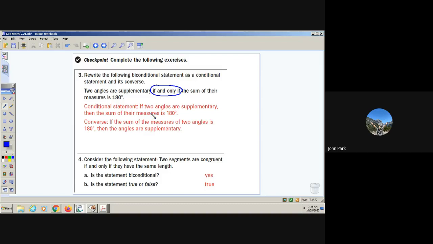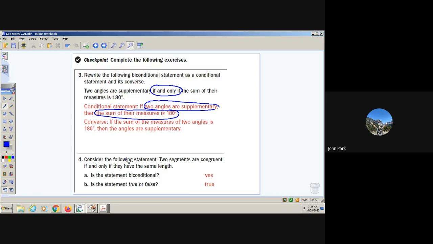The converse of that would just be switching these two parts. Switch the hypothesis and the conclusion to make it into a converse. So we write: if the sum of their measures is 180 degrees, then the angles are supplementary. So they're both true. The original statement is true, the converse is true, so both statements are true. Therefore, the biconditional statement is true.